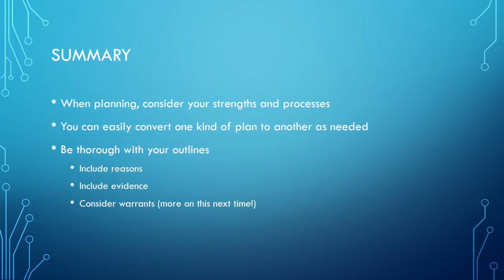So, key points for this video. When you're planning, consider your strengths and your processes and use methods for planning that play to those strengths. Use visual methods if you're a visual learner, and so on and so forth. You can easily convert one kind of plan to another as needed. Some take a little more translation, but some are just a matter of just copying the information over into the new format. And be very thorough with your outlines. So include your reasons, include your evidence, and consider even including warrants wherever that's necessary. And we'll talk about what warrants are later.